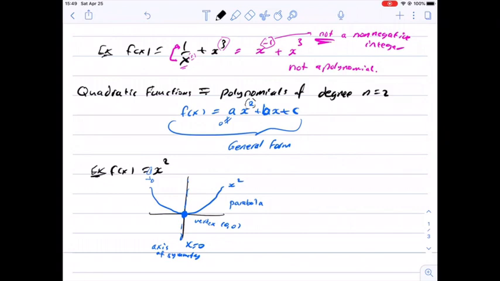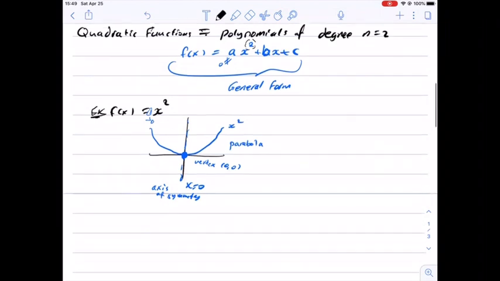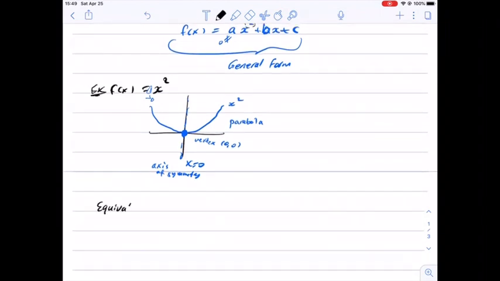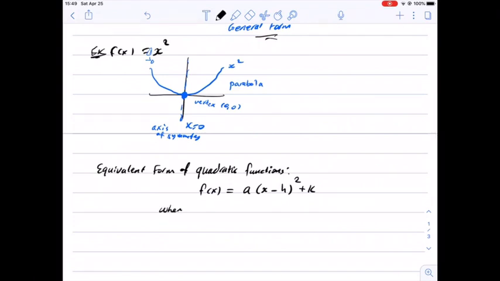All these things can be derived from an equivalent form, equivalent to the general form, of quadratic functions. We can write any quadratic function in this form: a times (x minus h) raised to power 2 plus k, where a is the leading coefficient. If a is greater than 0, the parabola opens up. If a is less than 0, it opens down.